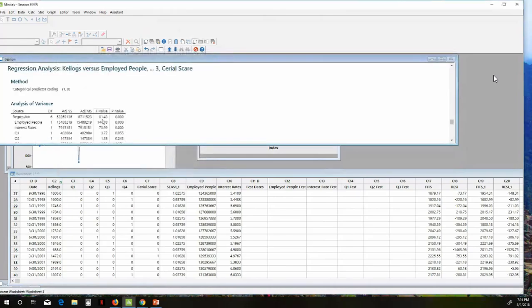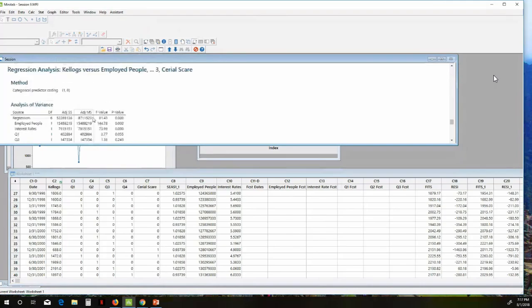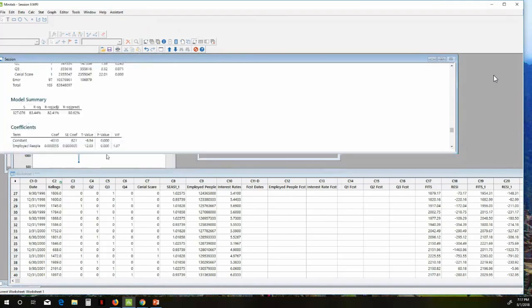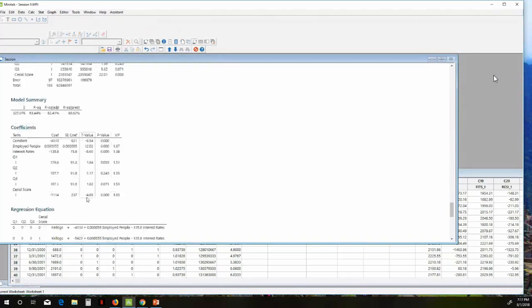F value is not too bad since we improved the model. Now we got 80. Let me roll this down so you can see it better. The F value is a little bit higher. We don't have as many variables in it. The R-square improved. And the serial scare worked. Okay. But it knocked out our dummy variables.